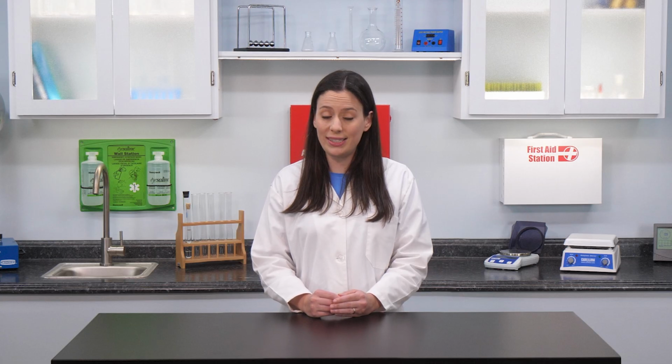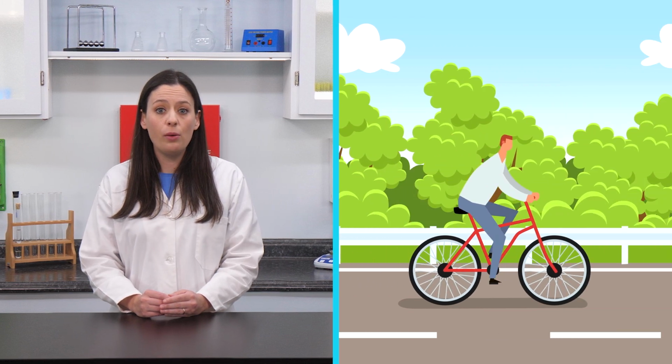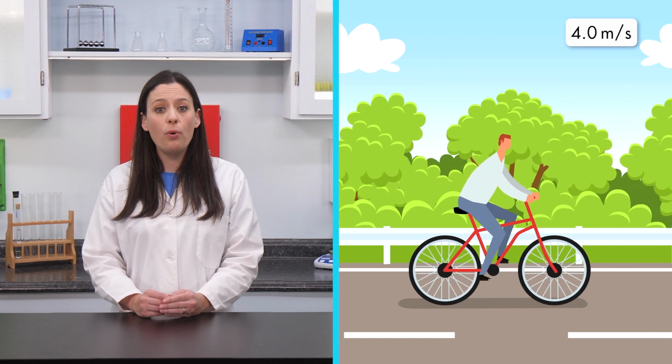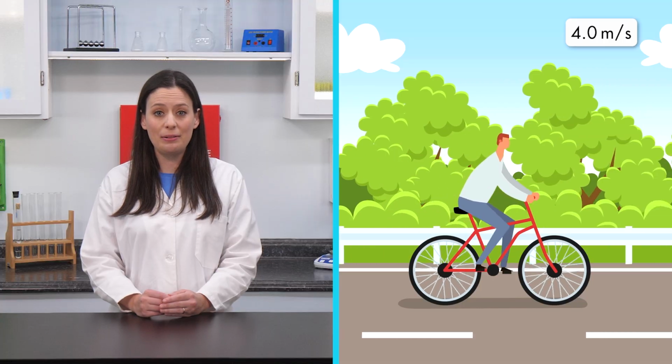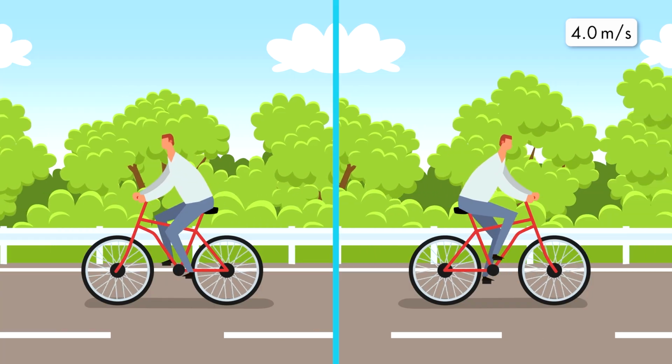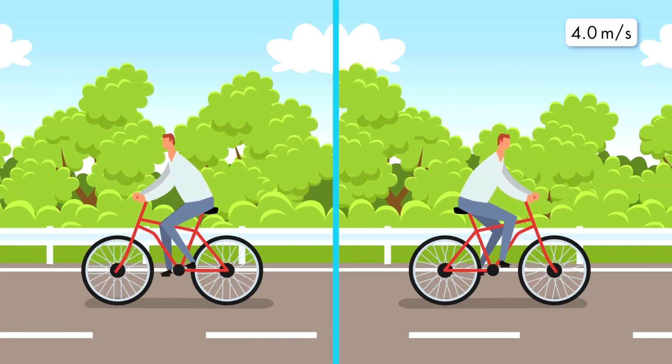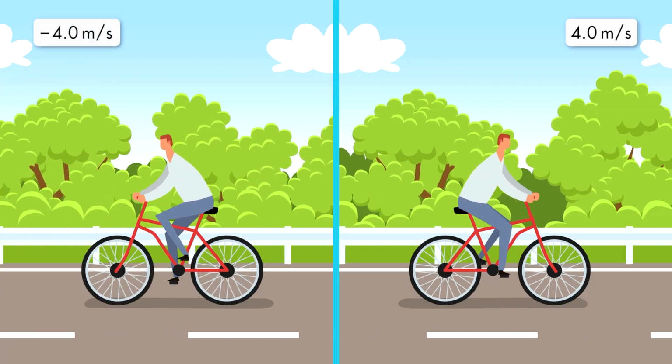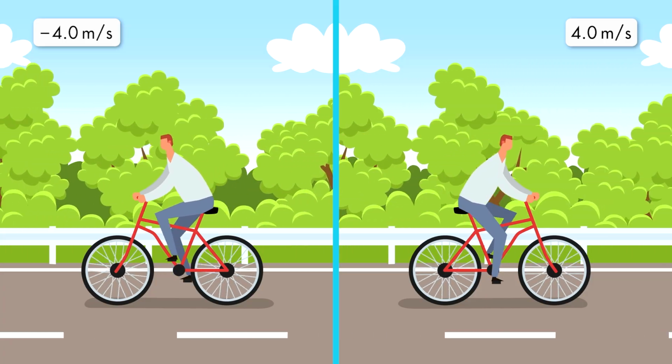To avoid using words to describe direction, physicists often use a positive value to indicate motion in one direction and a negative value to indicate motion in the opposite direction. The bicycle's velocity would be positive 4.0 meters per second. If the bicycle turned around and traveled 4.0 meters per second toward the west, its velocity would be negative 4.0 meters per second.